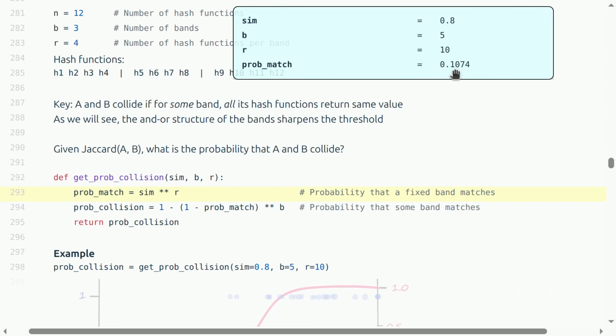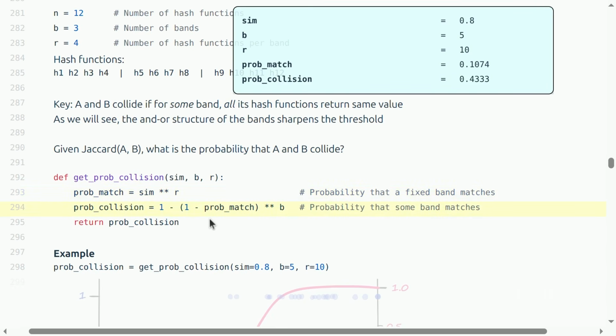Okay, and then now the probability of collision is the probability that some band matches. And that's going to be 1 minus the probability of a band not matching. If you raise it to the B, there's B bands, this is the probability that all of them don't match. And then 1 minus that is the probability that some match. Okay, so the probability of collision is 0.4. And you're expected it to be higher because you're given B tries to get a match.